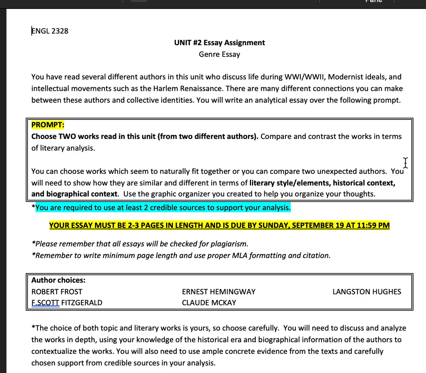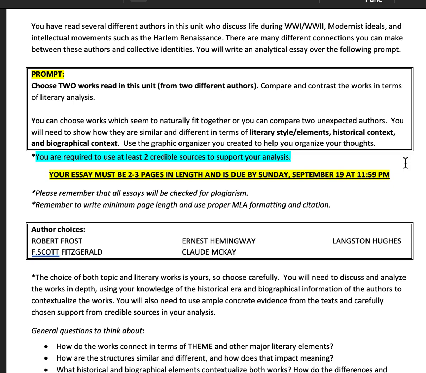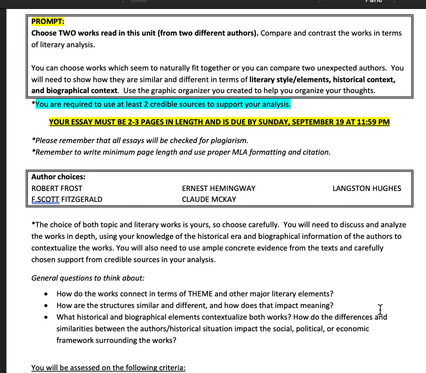So I said at minimum 2 pages, but likely you would extend this a little bit further into the 3rd page to kind of get a really good set of analysis around both poems. Like I said, you're always welcome to write more. You just can't write less. If you write less than to the bottom of the 2nd page, then you will have points taken off. Remember that everything's checked for plagiarism, requires MLA formatting, and don't forget about the 2 sources that are required.